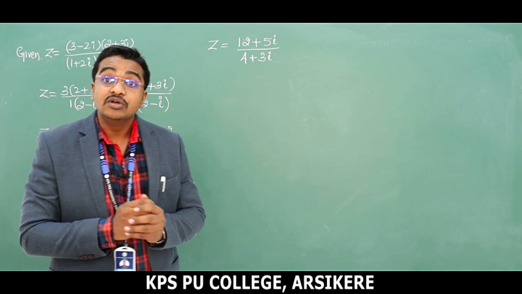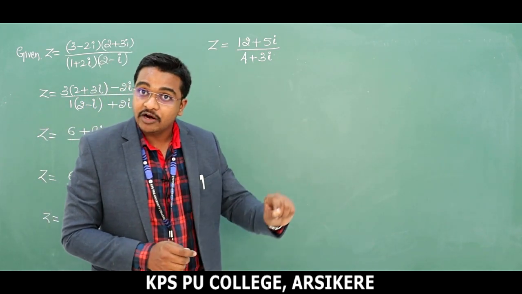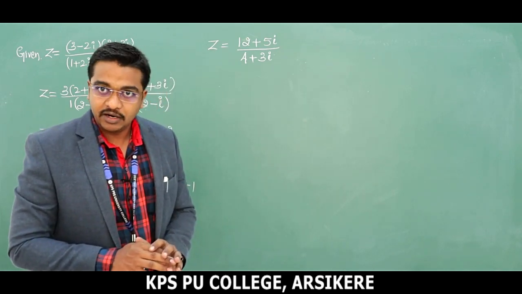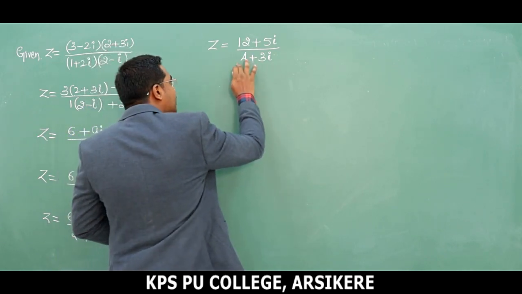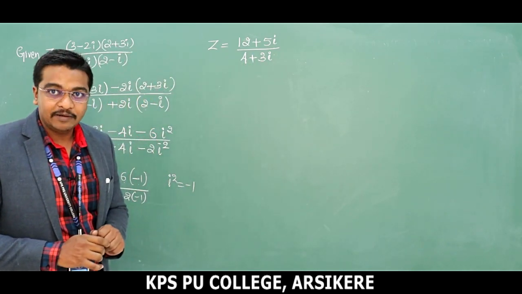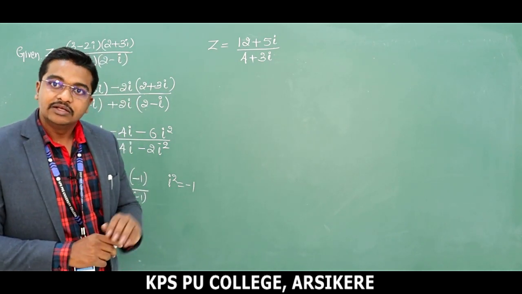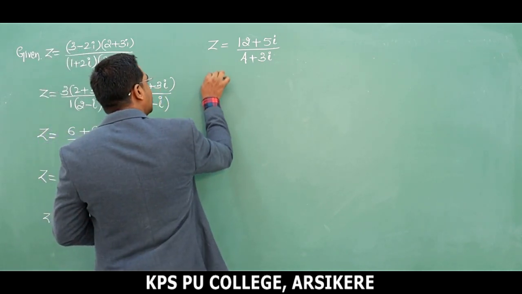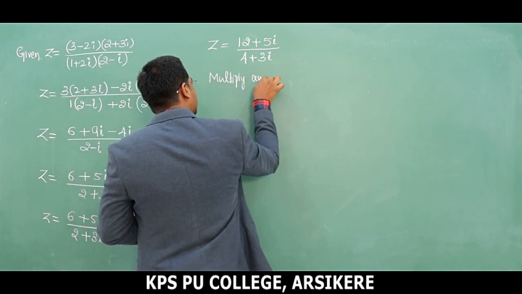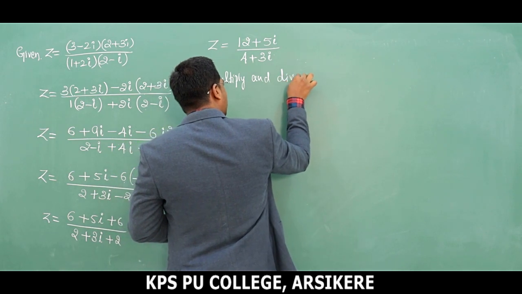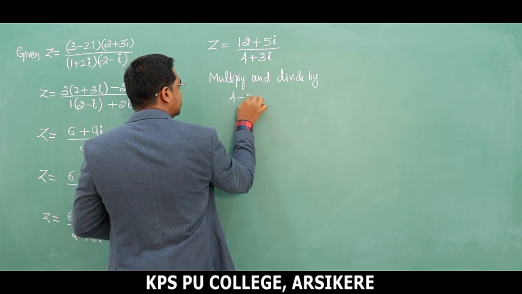Here we have z is equal to (12 plus 5i) divided by (4 plus 3i). We have to convert to z is equal to x plus iy. For that purpose I will multiply and divide by the conjugate of the denominator. So what is the denominator here? 4 plus 3i. So what is the conjugate? Very good, 4 minus 3i. So here we multiply and divide by the conjugate, 4 minus 3i.